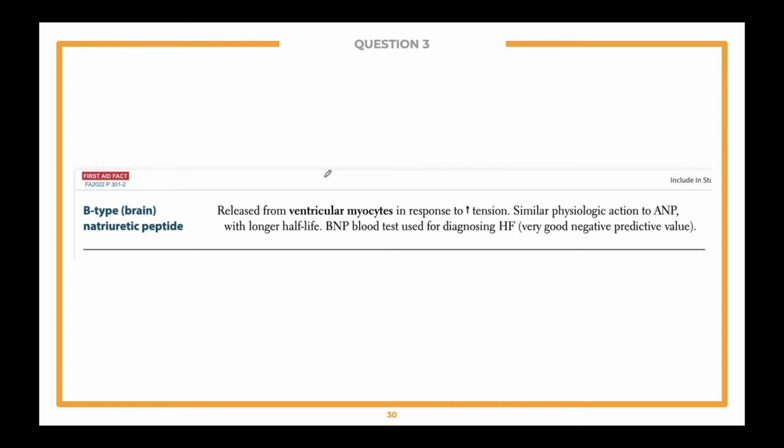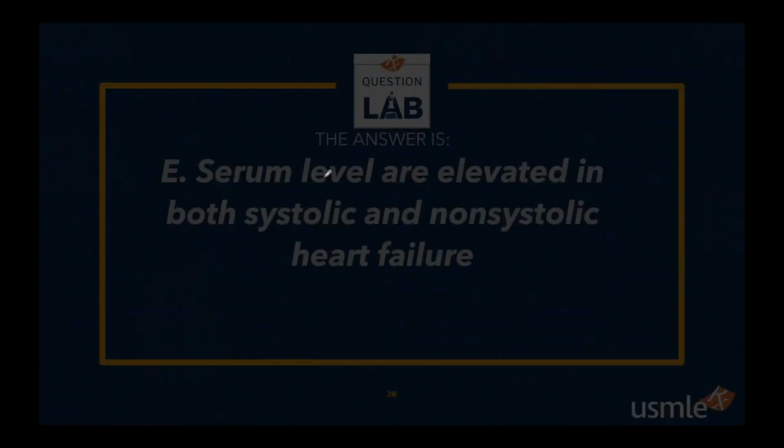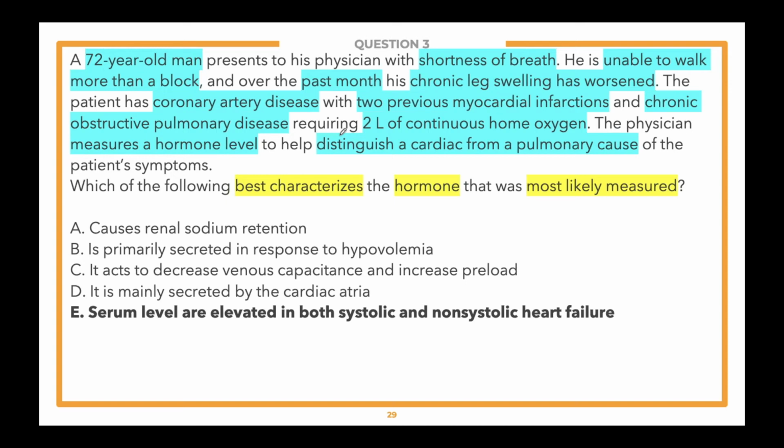Now, if we go back to our question, you can see why that's the best answer choice. Answer choice D is talking about ANP, or atrial natriuretic peptide, a little bit different. C, decreasing venous capacitance and increasing preload. This would be something that's more sympathetic, not what we would expect in this setting.